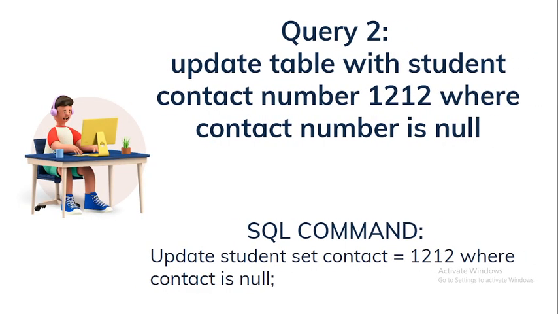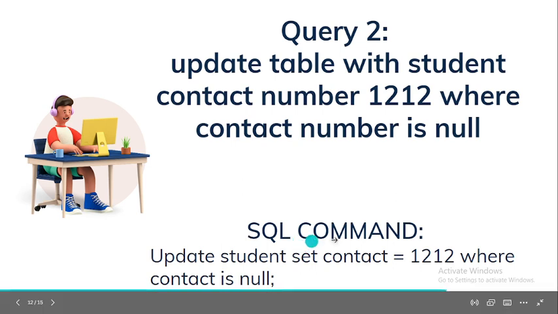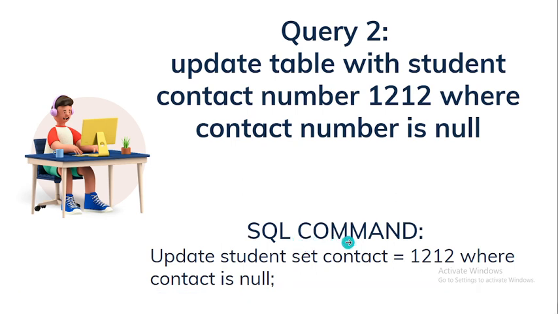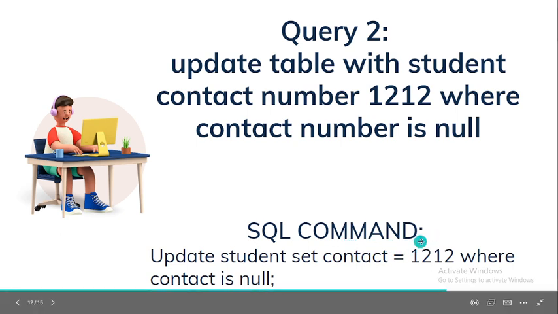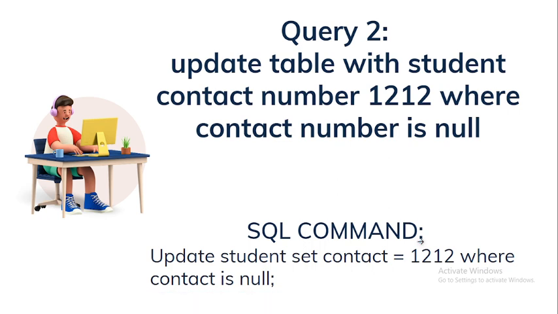The command we have to use is update, space, table name. Here the table name is student. SET column name, where the column name is contact. We have to make the change in the contact number, so the contact field or contact column. So contact is equal to 1212, which is the value. I have not kept this value within single quotes because the contact number is an integer type of value, so it is going to accept only integer values. The WHERE condition here is contact is null.